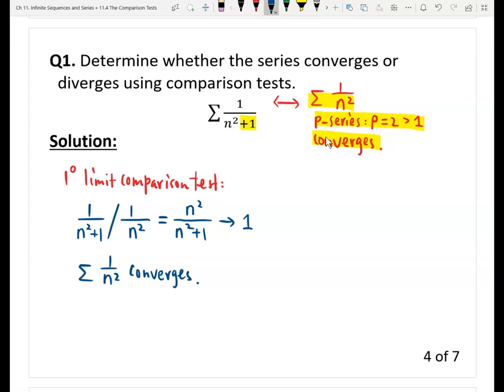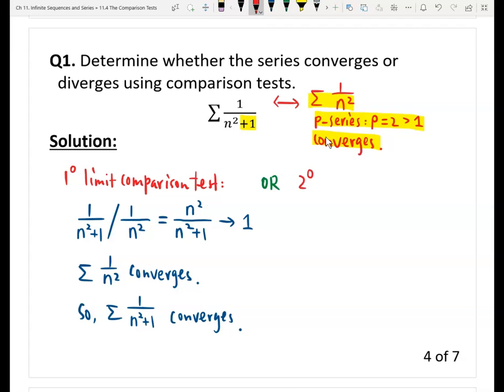Our series is at the same level as this series. So what is the result? Our series converges, of course, by the limit comparison test. Okay, so this is the common way to do the comparison test. But if you like, you can also use the direct comparison. Let me show you how to use the direct comparison test.